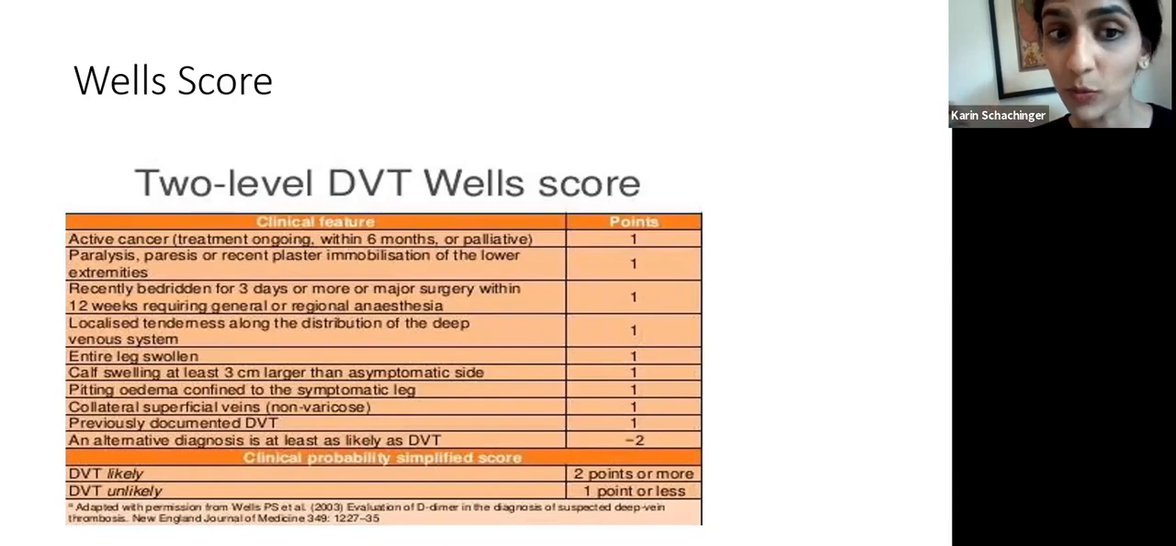So paralysis or paresis or recent plaster immobilization of the lower extremity. So somebody who's immobile, okay? Again, think of the mechanism. Their calf muscles, something's making them immobile, so their calf muscles are not working as hard to pump the blood back, which means that it's just sitting there stagnant, and that's causing the clot, right? So the recent immobilization, some new changes. Recently bedridden, major surgery. So all of this is part of history. You're going to ask that.